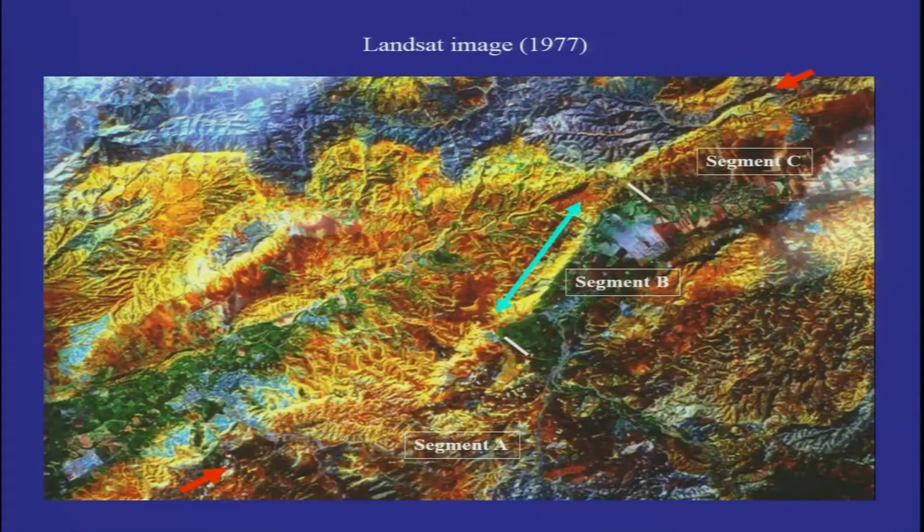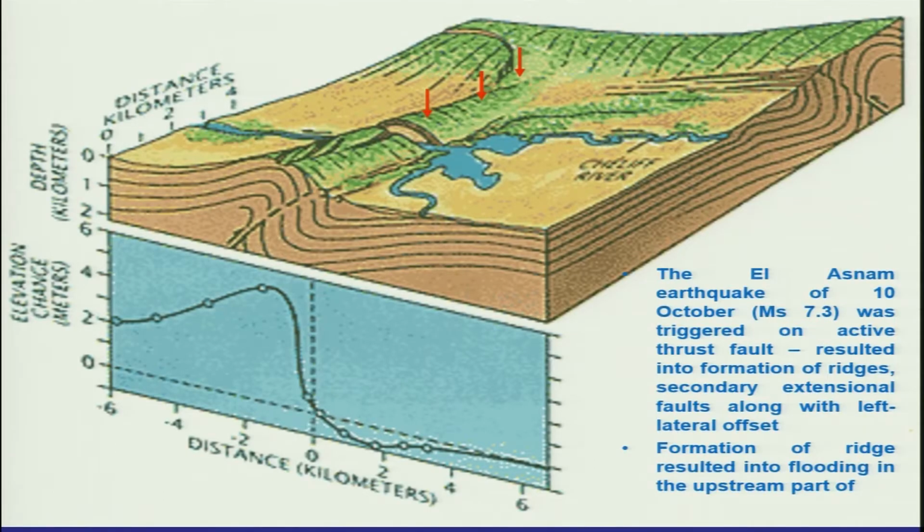So you have this, they have marked at a different sequence. The major deformation was along the thrust fault, which has been shown here, and this was the typical folding which was experienced in the form of the fault scarp on the surface. So the Alasnam earthquake was on 10th October, and the magnitude was 7.3.